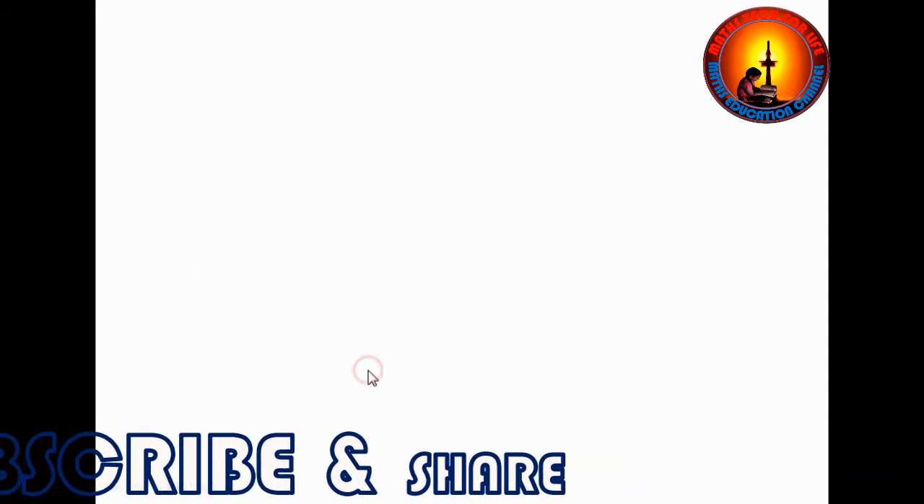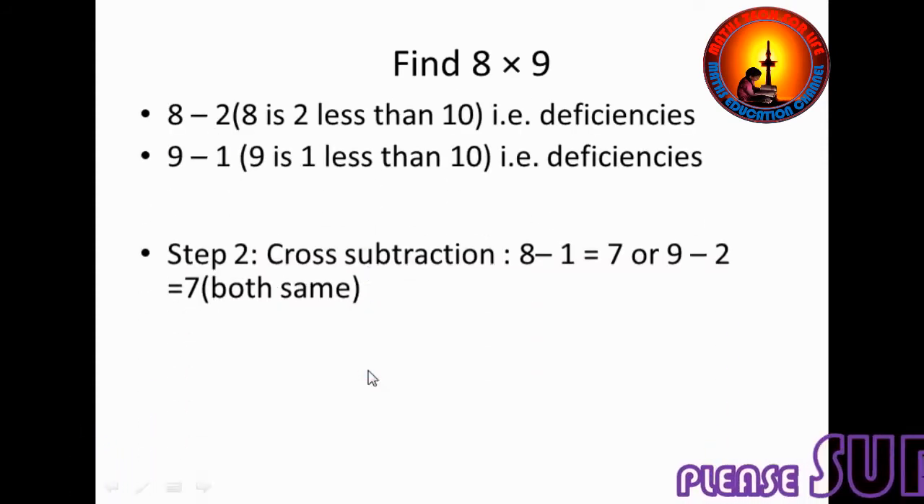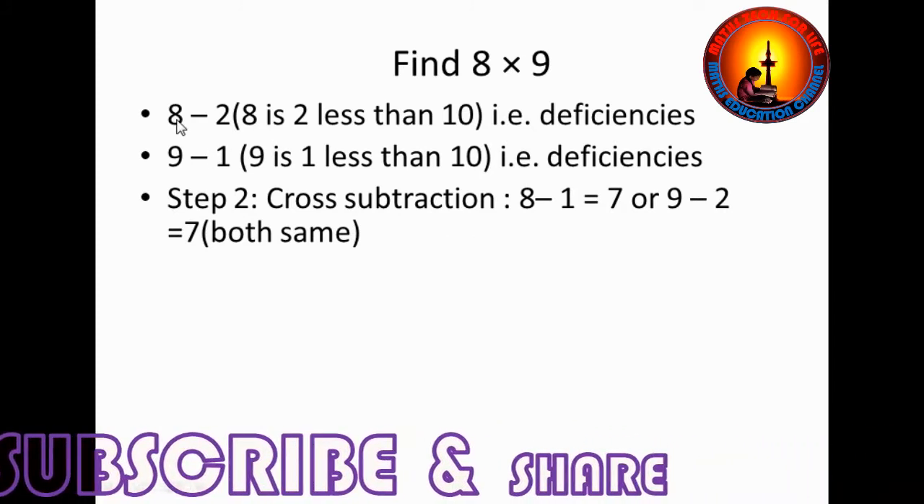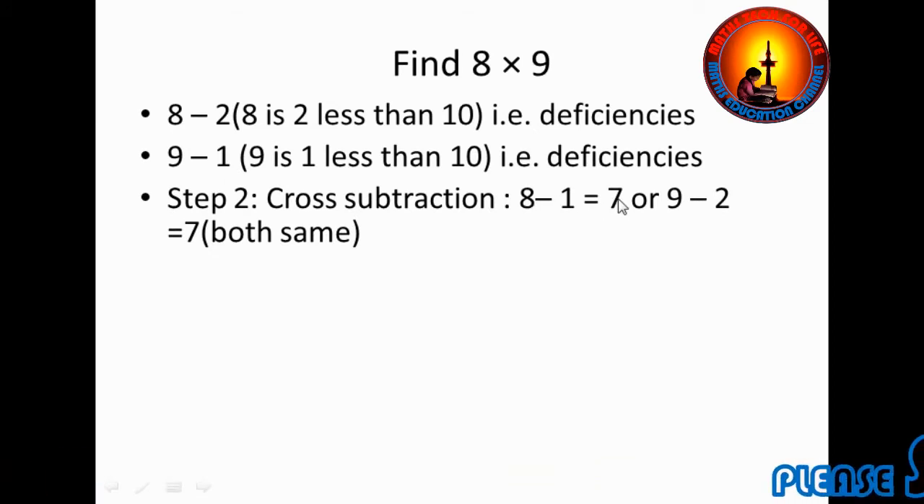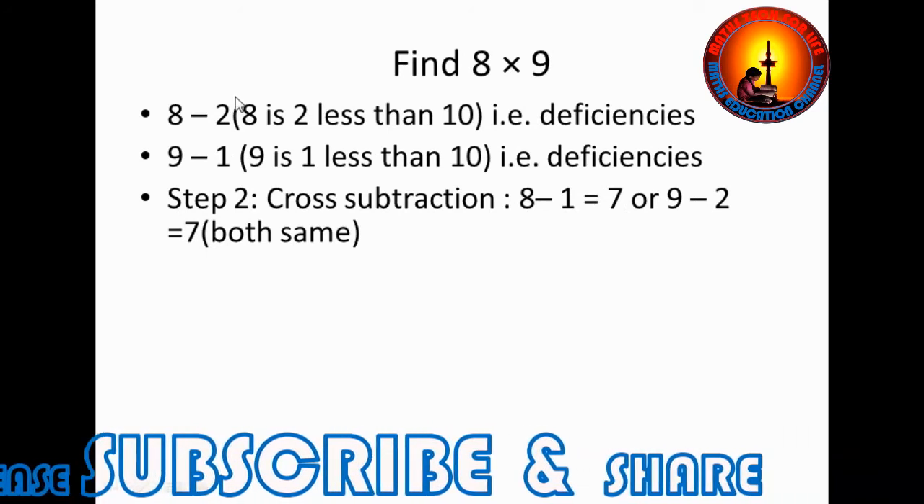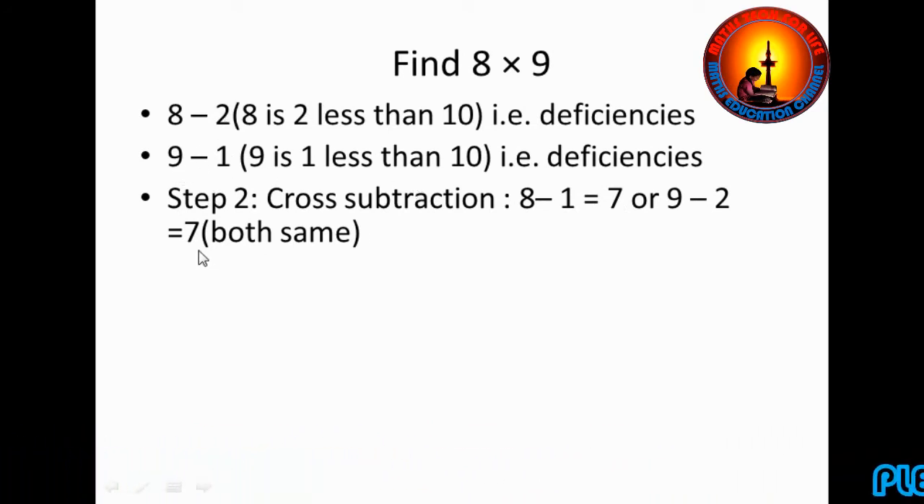Then in the second step, what we are going to do is some cross subtraction. Cross subtraction means we have to take 8 and this 1 and subtract. That is 8 minus 1, and we know 8 minus 1 is 7, and the same way we are going to do 9 minus 2. Cross subtraction. We know 9 minus 2 is 7.